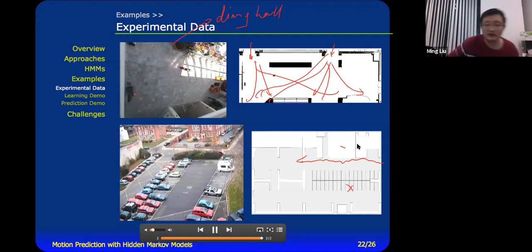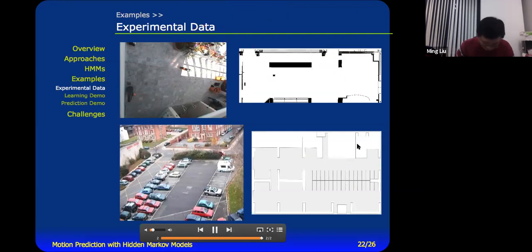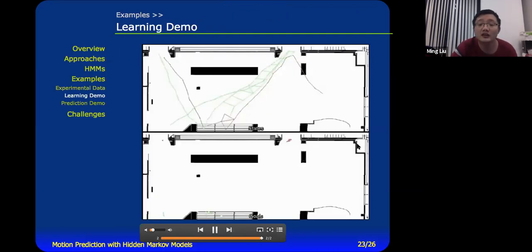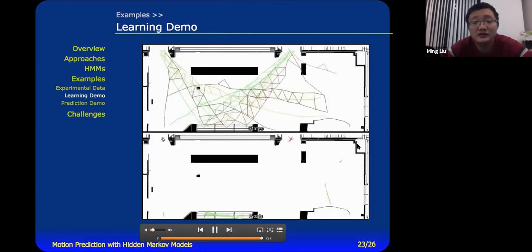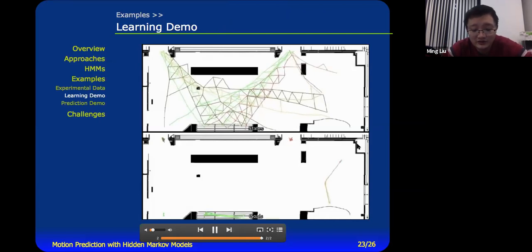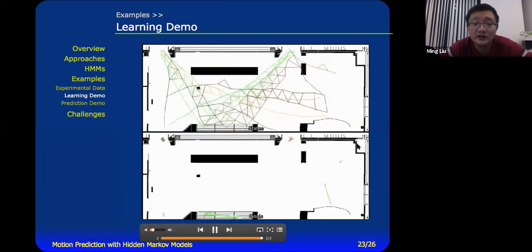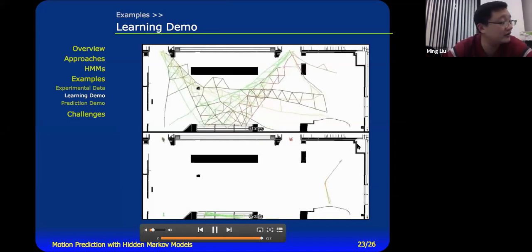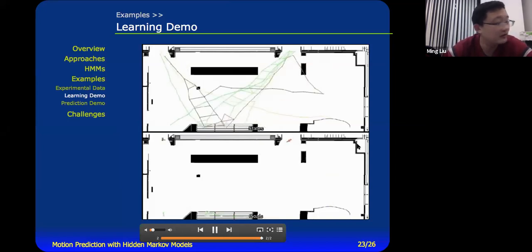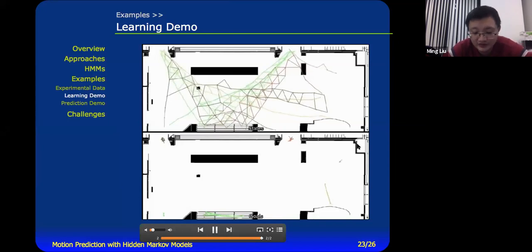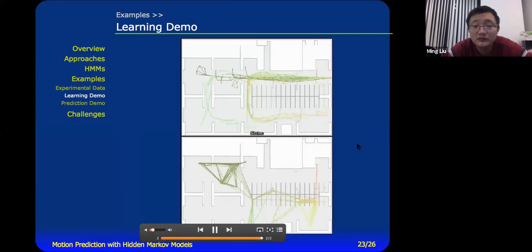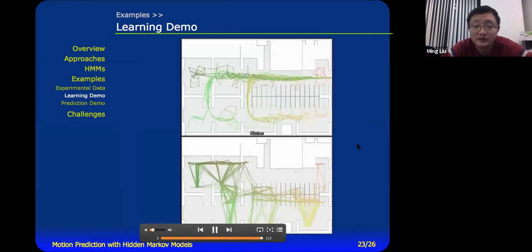Okay, then that's some demo. Hopefully this video can work. Let me check. Yeah, this is the dining hall example. You can see that with more and more data, we can train the transition model and the observation model. And that's for the vehicles, demo of the vehicles.